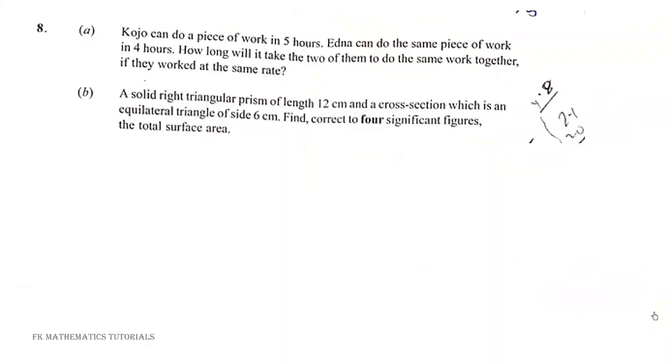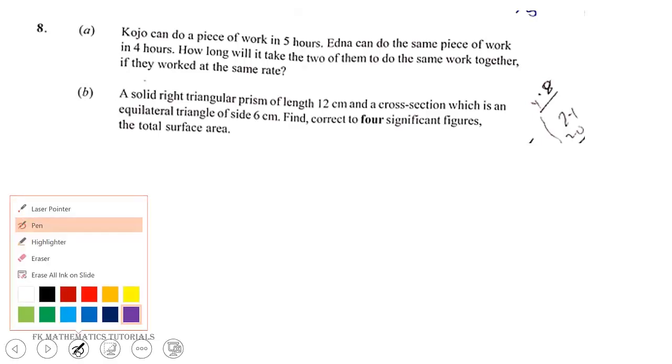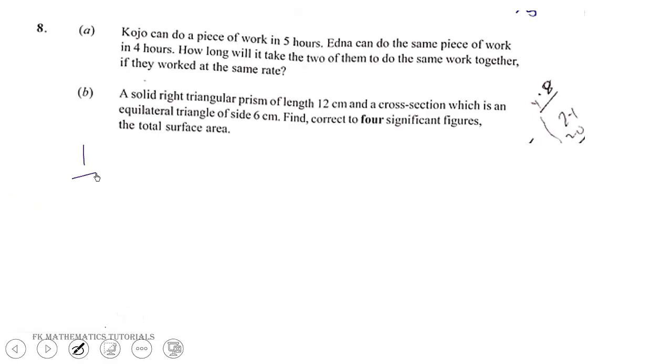Question 8 is here. Kojo can do a piece of work in 5 hours. Edna can do the same piece of work in 4 hours. How long will it take the two of them to do the same work together if they work at the same rate? So the rate of Kojo working is 1/5. The rate of Edna also doing the work is 1/4.